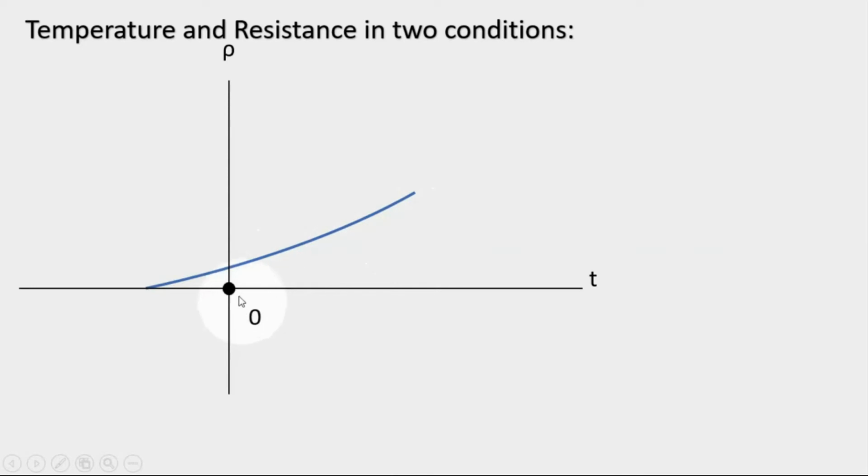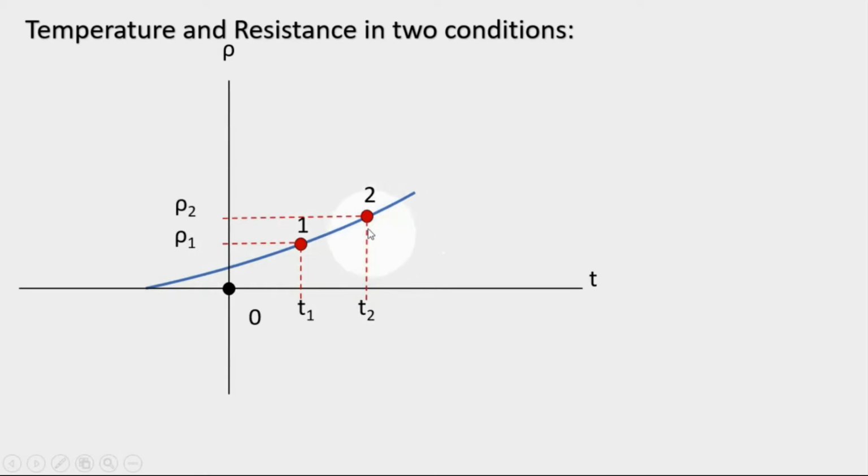Let us have this as our intersection point. We set this as our zero or the origin. Now let us consider a point here on our curve. Say this will be our condition 1, so it has a temperature of T sub 1 and a resistivity of rho sub 1. Now let's consider another point on this curve. Here we have condition 2, so it has T sub 2 and rho sub 2.